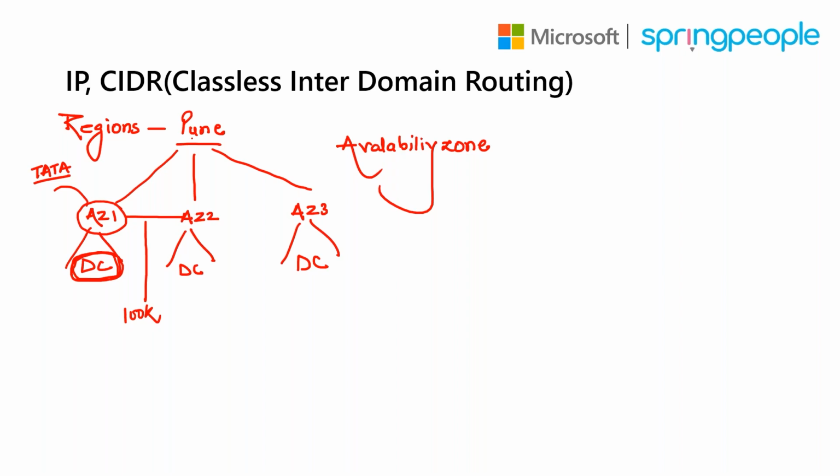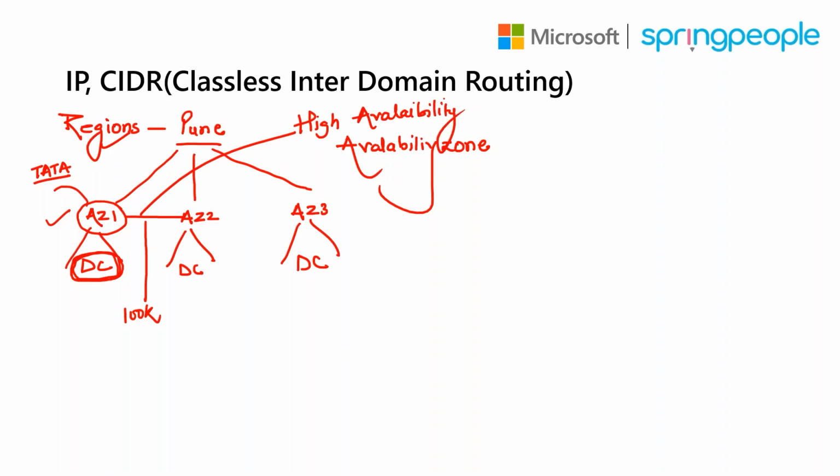This is called global infra. We have regions. Pune is one of them. Under Pune, we have availability zones. Under availability zones, we have data centers, but different availability zones have a distance, and the distance is for high availability.